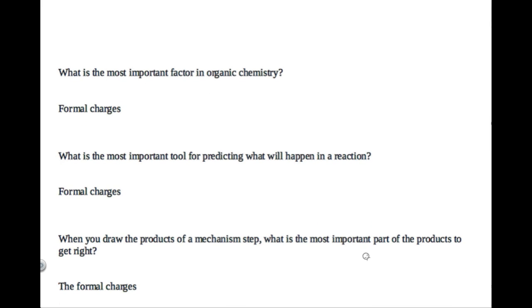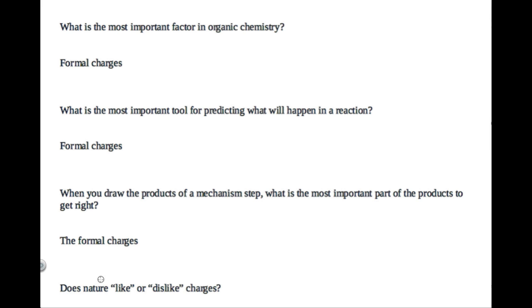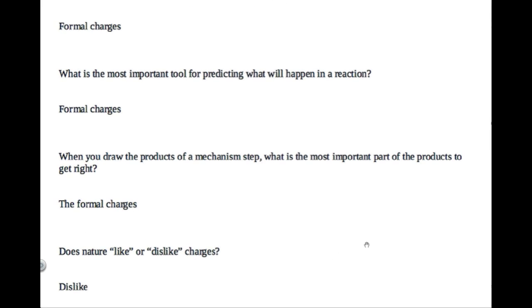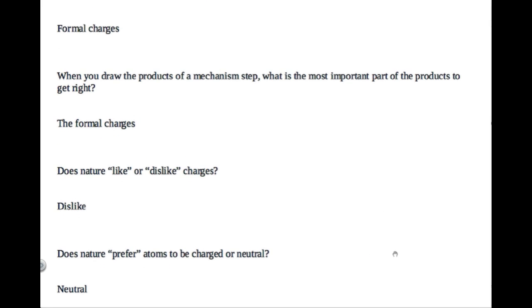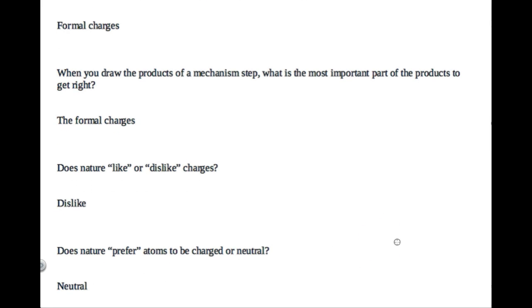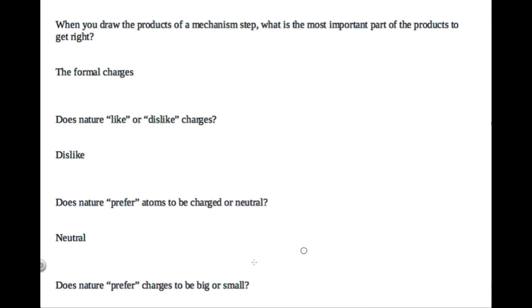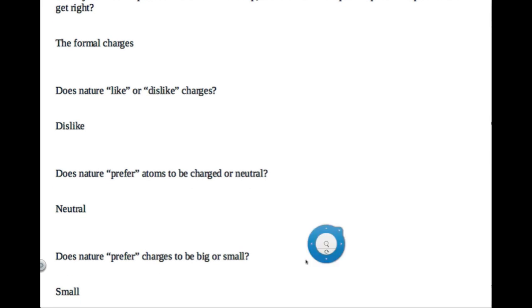Answer: formal charges. Question: does nature like or dislike charges? Answer: we can pretend that nature is a person and pretend that nature dislikes charges. That will help us to get better intuition for the reactions. Question: does nature prefer atoms to be charged or neutral? Answer: nature prefers neutral. Question: does nature prefer large or small formal charges? Answer: small formal charges.